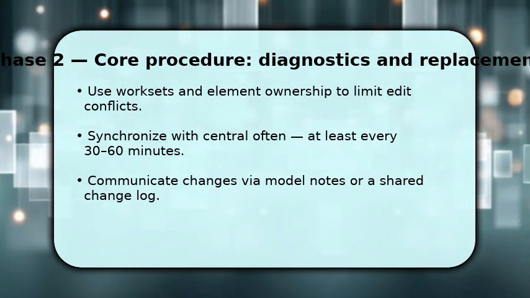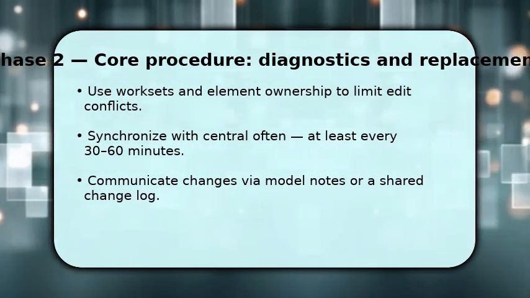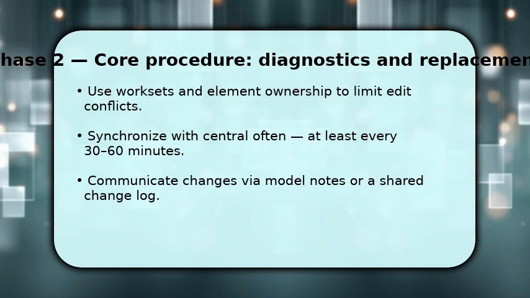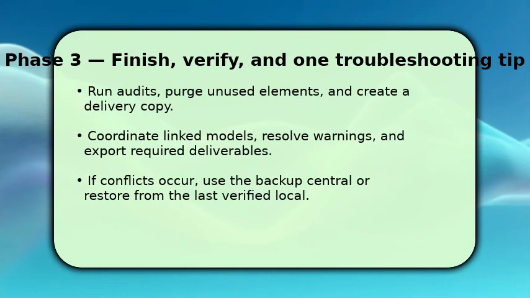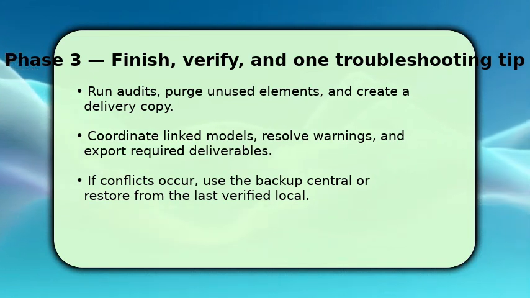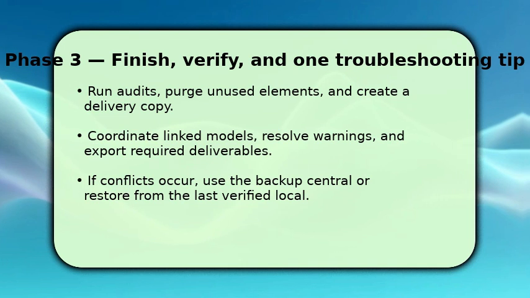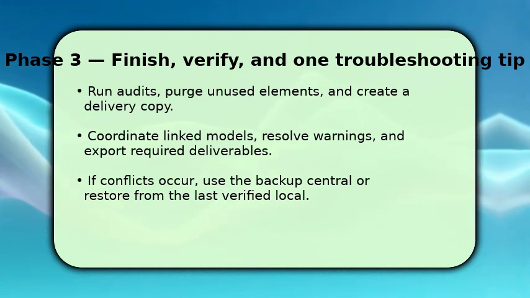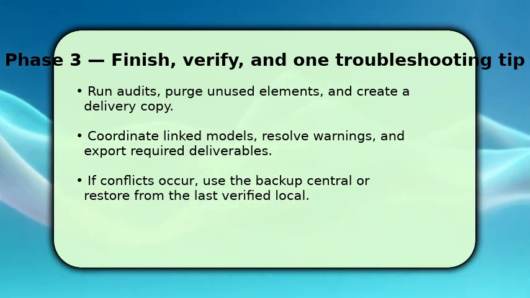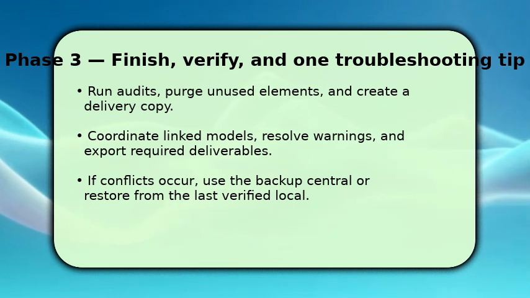Also, coordinate with linked models and update links on a predictable schedule to avoid stale geometry. Finish by cleaning the central. Run an audit, purge unused families, and save a delivery copy labeled with date and author. Then coordinate final linked models, resolve any remaining warnings, and export sheets in IFC or DWG as required.